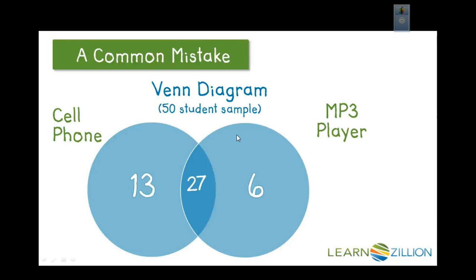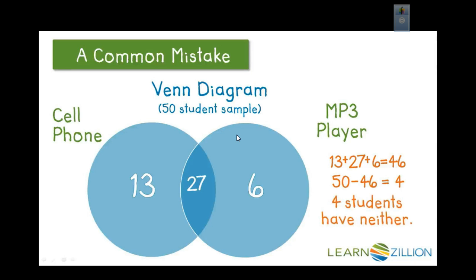So in order to figure out how many students didn't fit into either category, we would have to take the sum of the people that are cell phone only, MP3 player only, and both, and we get 46. Then we take that sum and subtract it from the total number of people that were sampled, and we figure out that 4 students have neither. We can write this number off to the side of our Venn diagram, and this is how it will sometimes be displayed if the number of students or people or items sampled is not given.